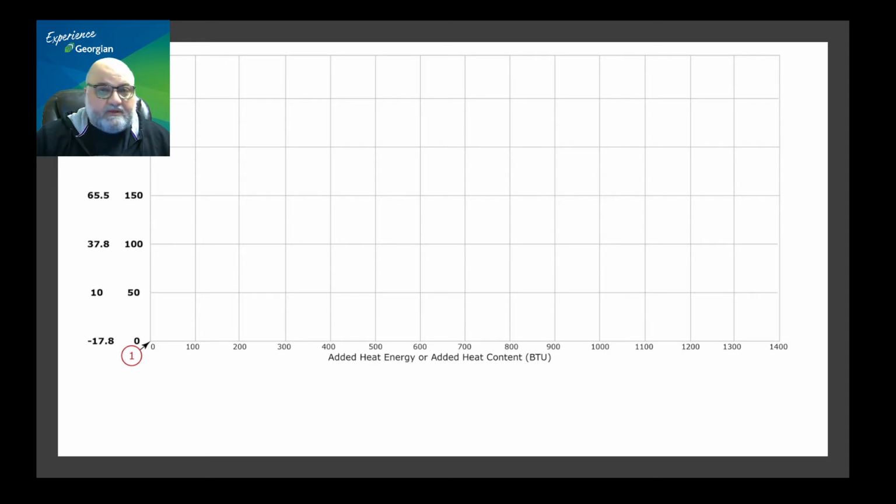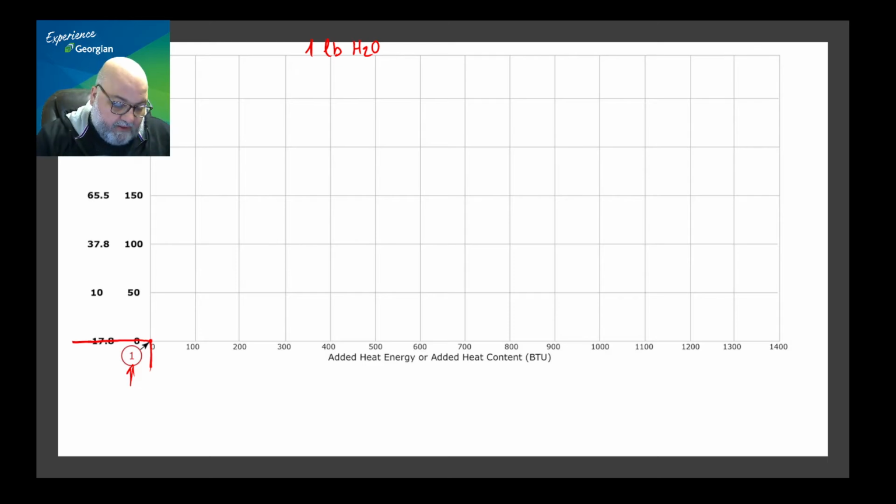So let's have a look at this diagram with a starting point of 1. And this starting point of 1 represents our 1 pound of water. Don't forget, 1 pound of water, H2O I should say, at 0 degrees Fahrenheit, or the same as minus 17.8 degrees Celsius, and we haven't yet added any BTUs to it, therefore it is 0.